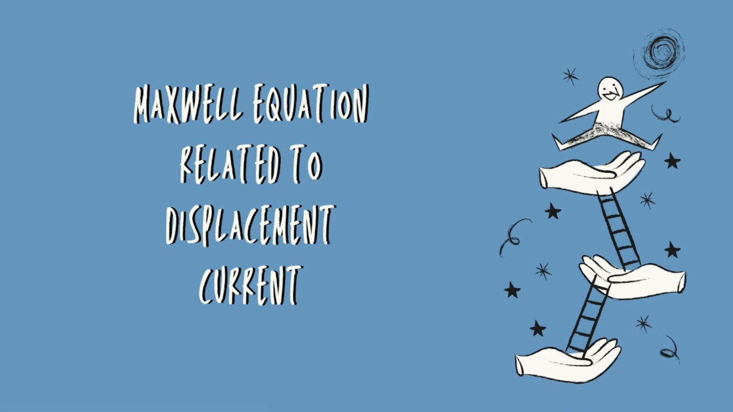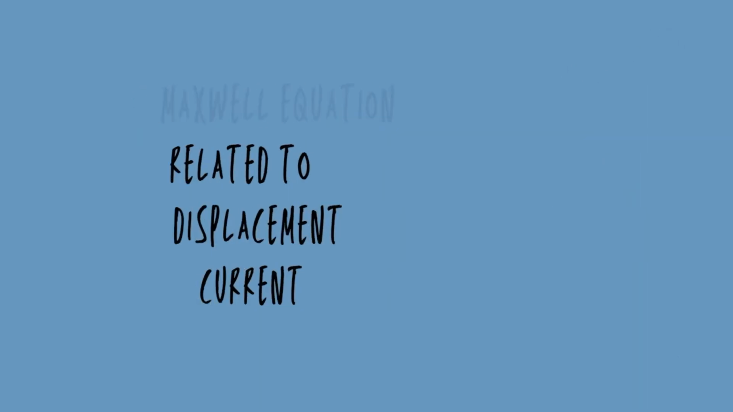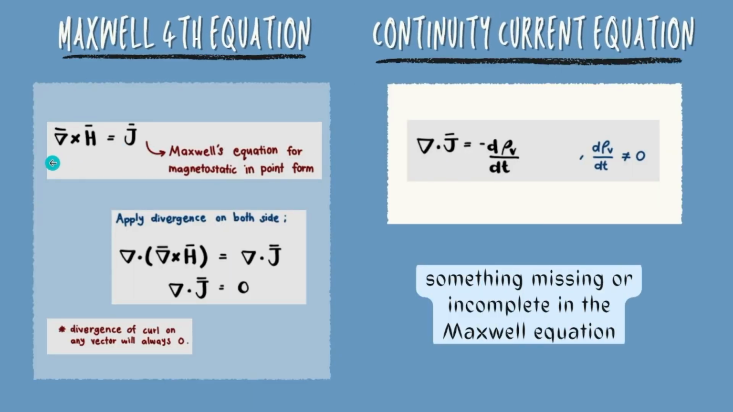Now, I want to give some description about the Maxwell equation related to the concept of displacement current in electromagnetics. So, let me show the equation. On the left side, we can see the Maxwell equation: curl of H is equal to J, where H is the magnetic field intensity and J is the current density.